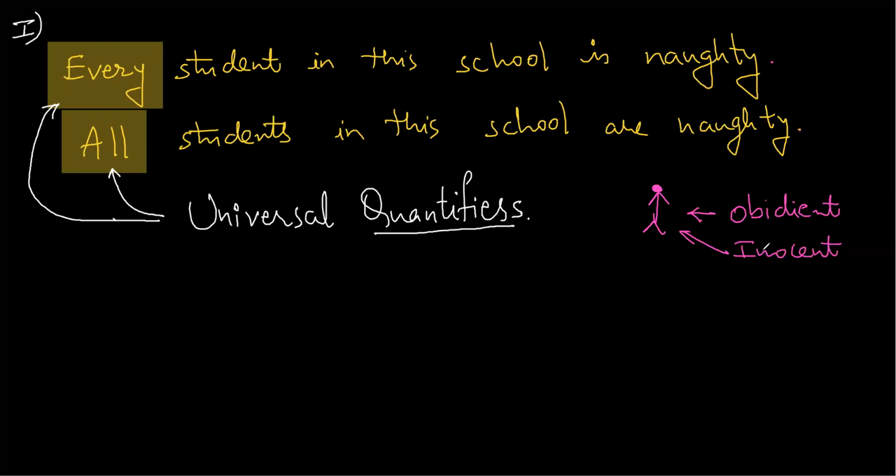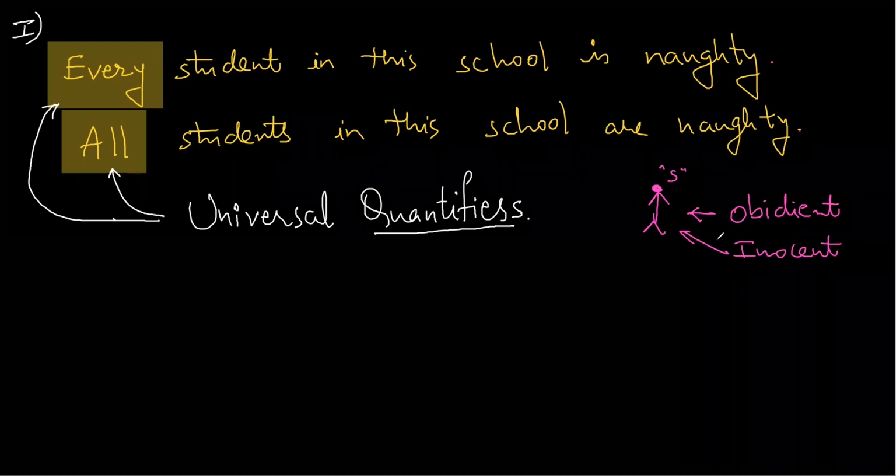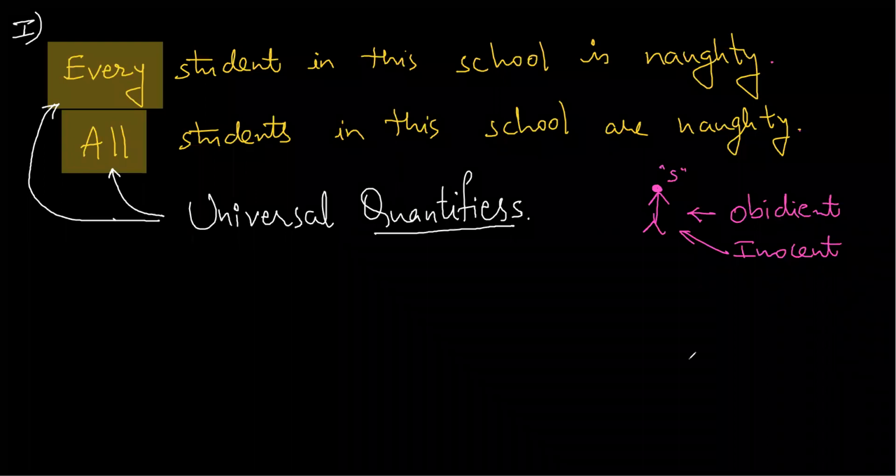So when you know that this student, for example, his name is Mr. S, Master S, so he is S. When you know that S is not naughty, you know that he is an obedient and innocent student.